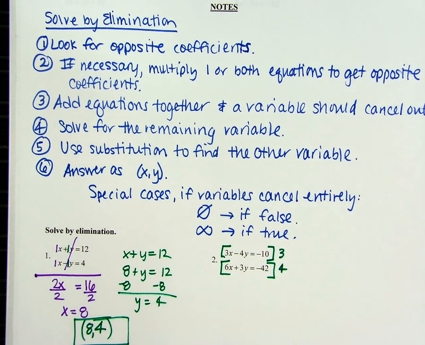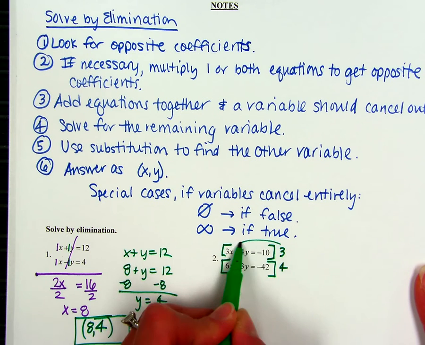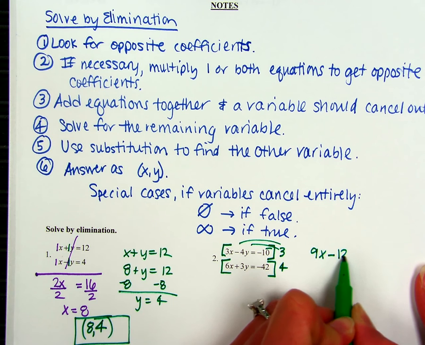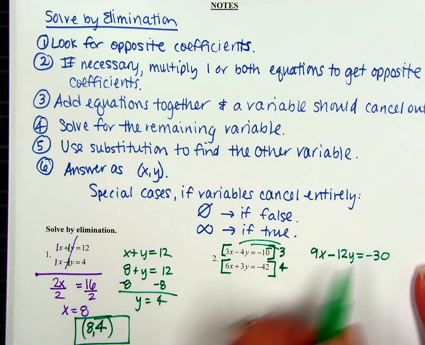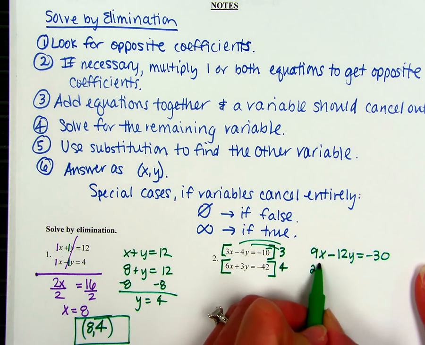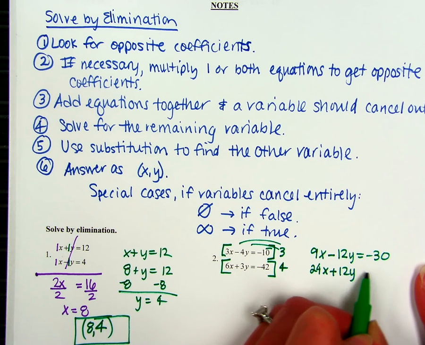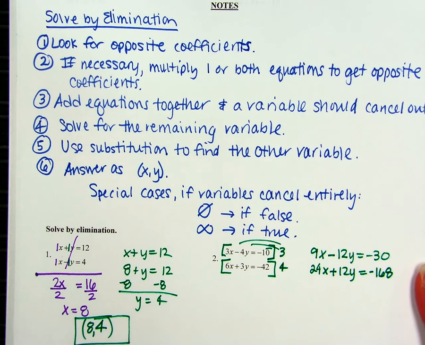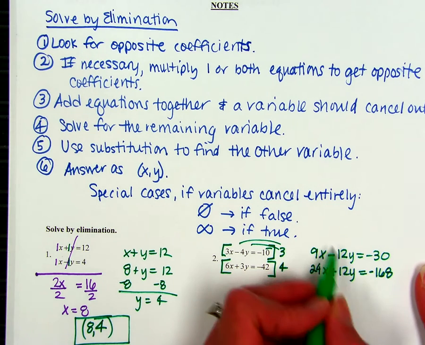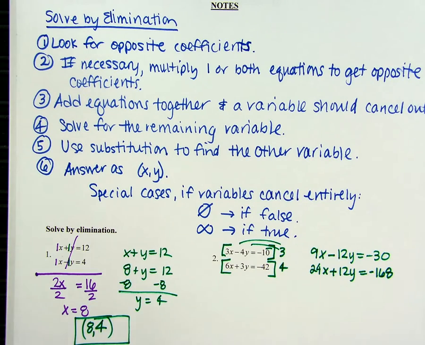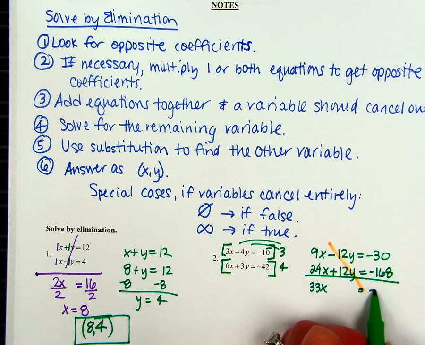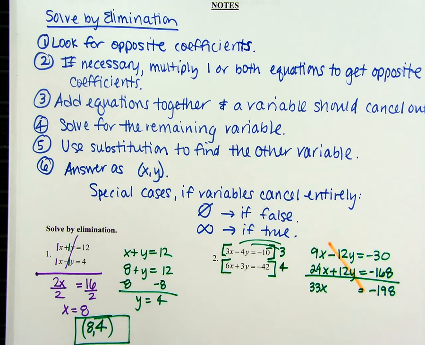If we do that, that means everything in the top equation, make sure you distribute, has to be multiplied by 3. So we have 9x minus 12y equals negative 30. In the bottom equation, we have 24x plus 12y equals negative 168. All right, so if you notice now my opposite coefficients are the positive 12 and negative 12. All right, so now I'm going to add together. I get 33x equals negative 198.